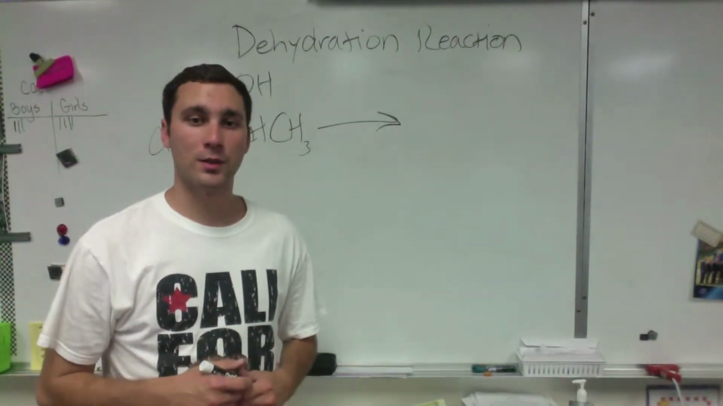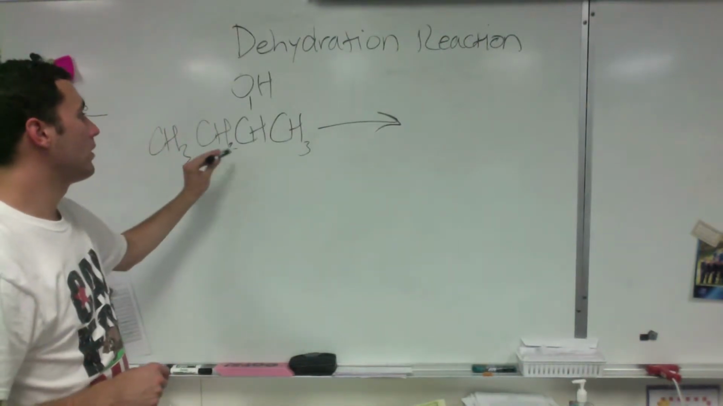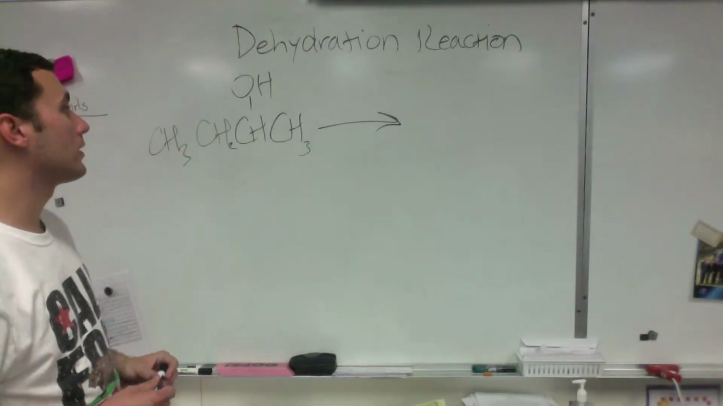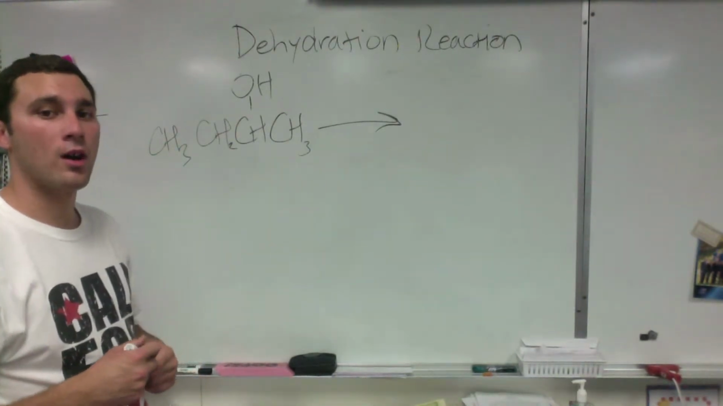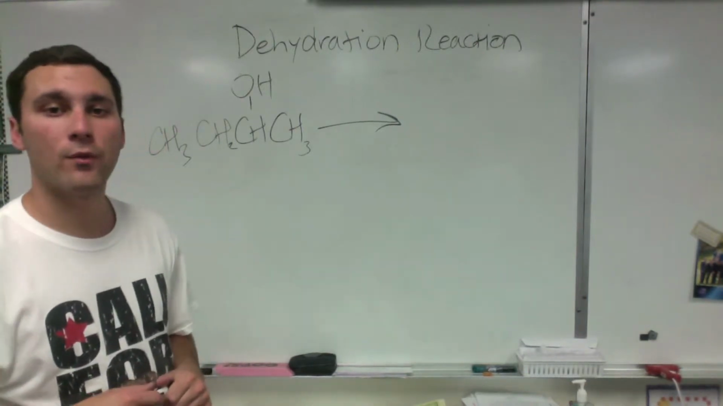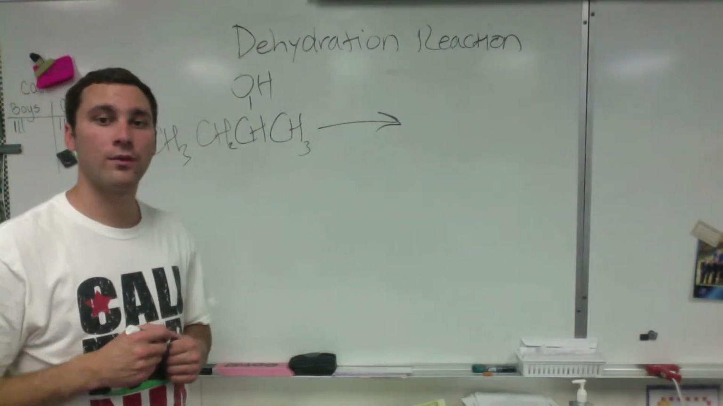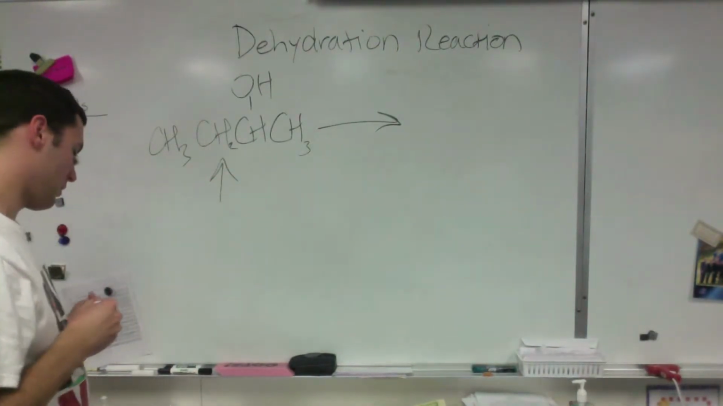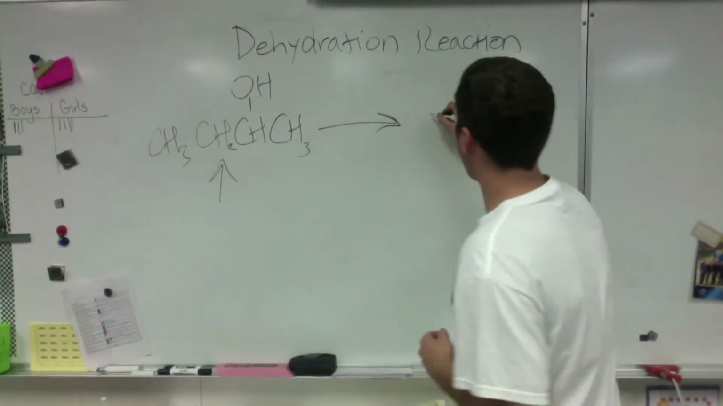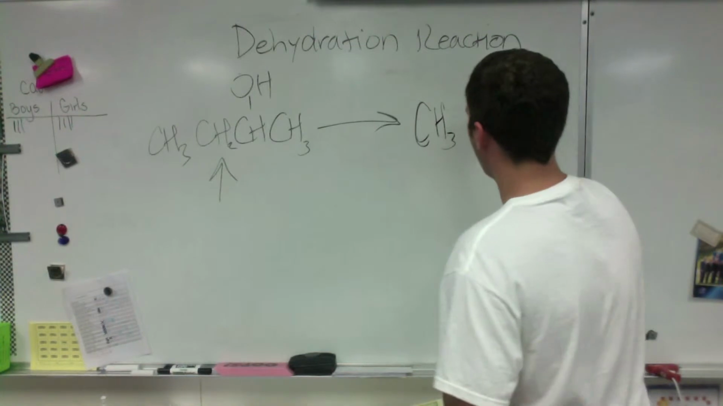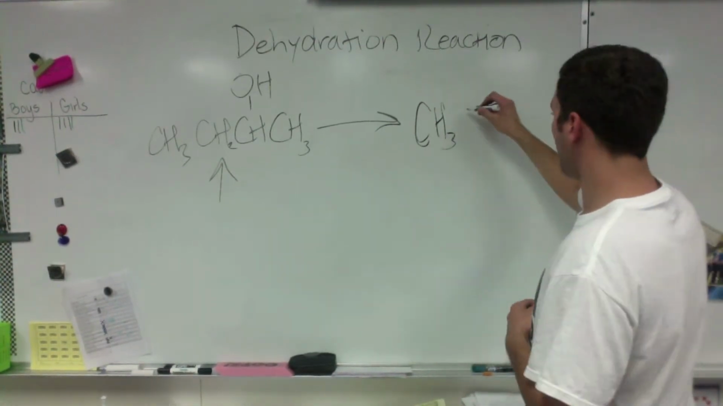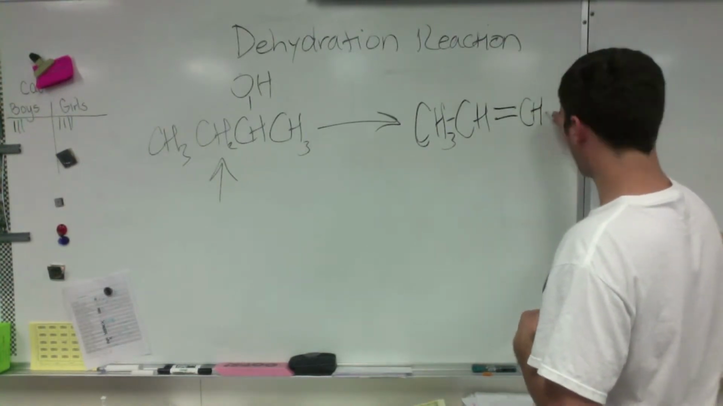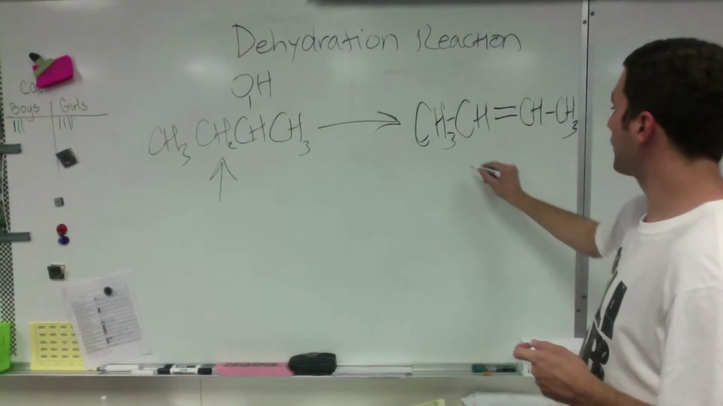Now, to determine which one is the major product, you must look at which carbon adjacent to the carbon connected to the OH has the fewest amount of hydrogens, because the double bond forms better with the adjacent carbon with the fewest amount of hydrogens. So in this case, the fewest amount of hydrogens is a CH2. That means that for the major product, the alcohol yields butene.